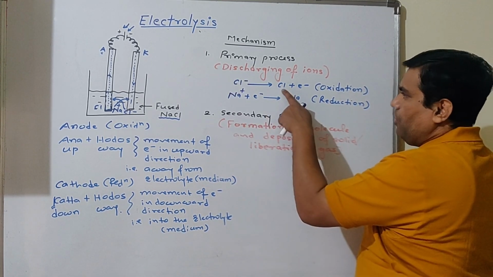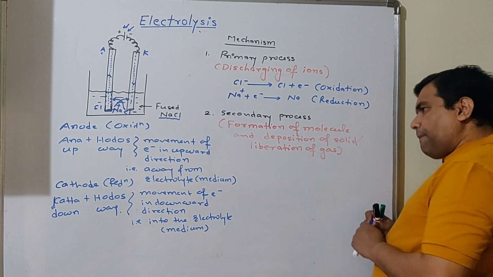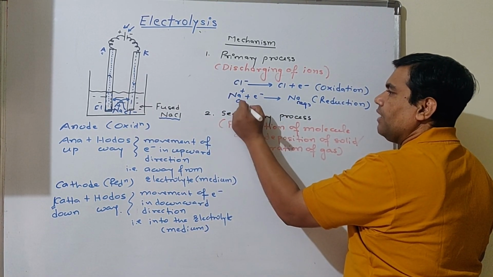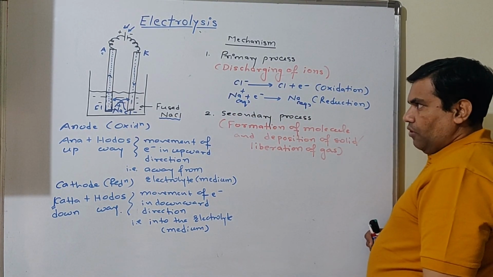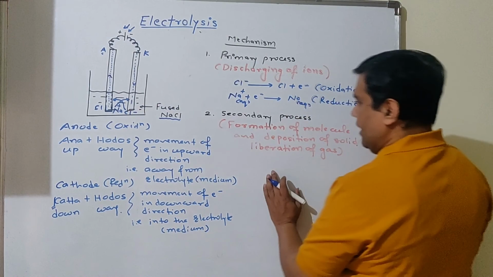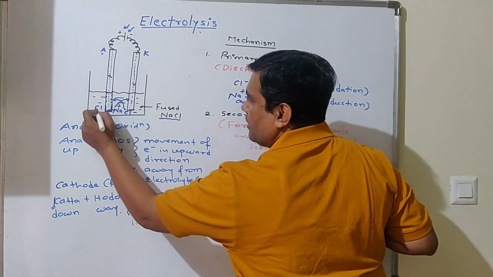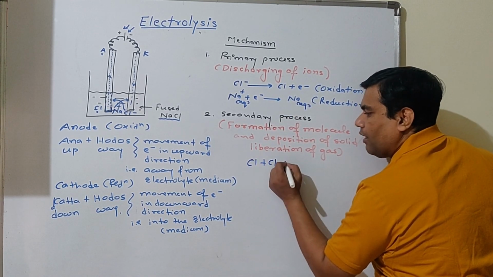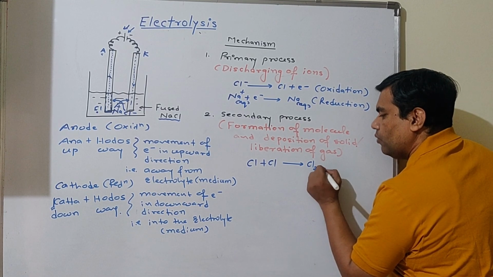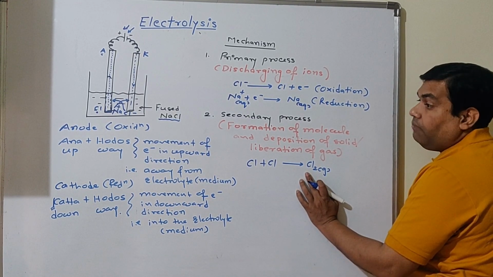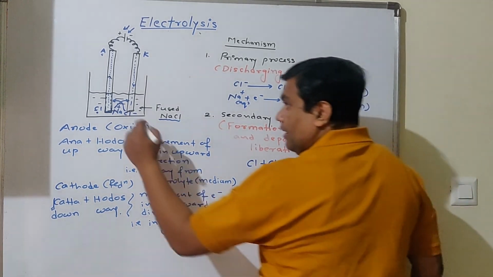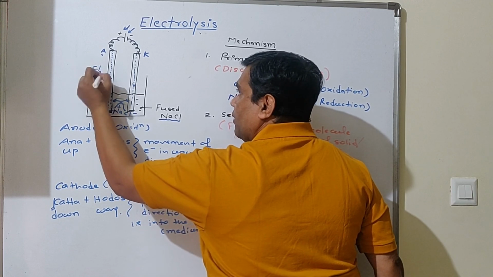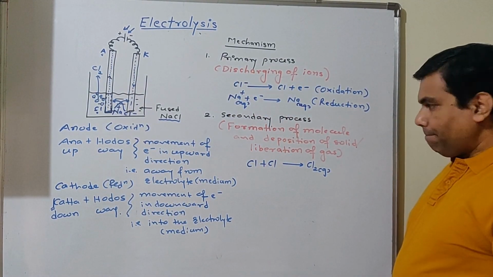In the primary process, we got Cl and we got Na. Now what happens? This Na needs to be aqueous, as Na plus will be aqueous. What will happen in the secondary process? There will be a formation of a chlorine molecule. Now this chlorine is being obtained in atomic form. Likewise, 2 chlorine will combine to form Cl2 gas. So there will be a formation of the molecule first, and this gas will liberate from here. So Cl2 gas is being liberated at the anode.